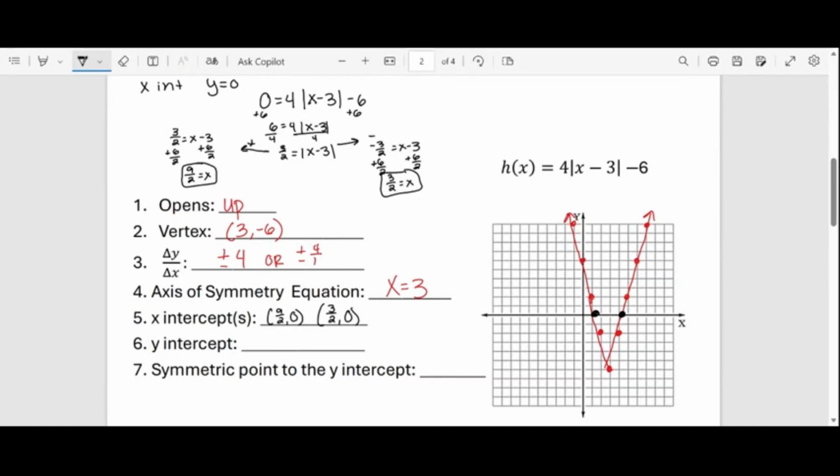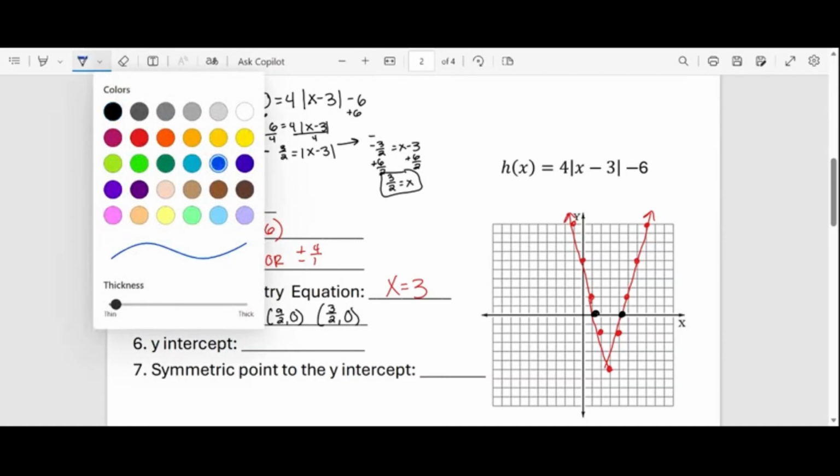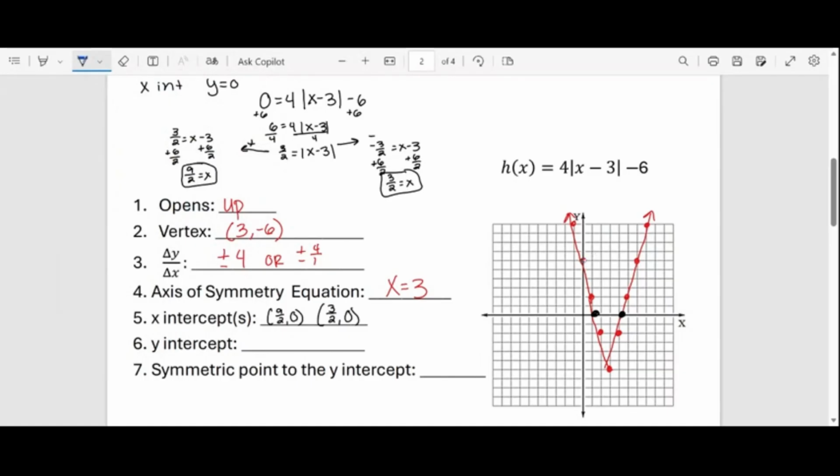Now the y-intercept should be very easy to see here. I'm going to highlight this in blue. It's where it crosses my y-axis. My y-axis is the up and down axis. So I should be able to count that. It looks to me like it's 0, 6. So this point in blue right here is 0, 6.